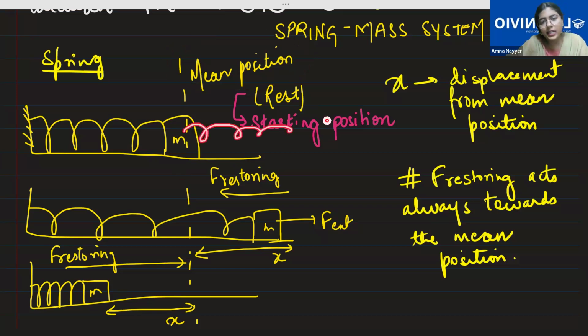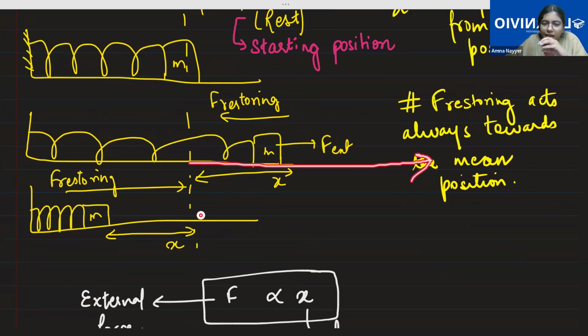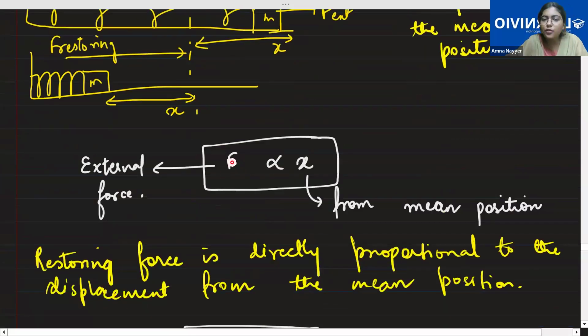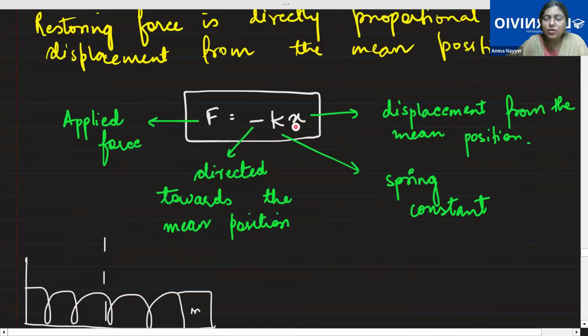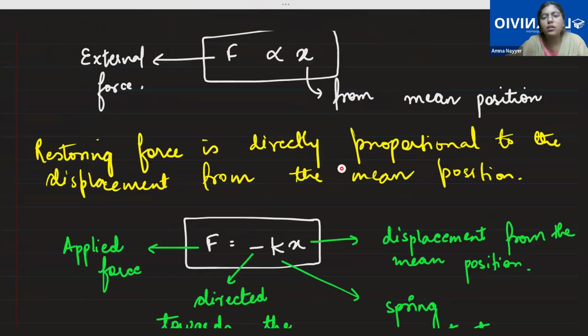If I elongate it to here, there will be a displacement from the mean position, or if I compress it further, there will be a displacement. If I apply a greater force, a greater displacement will be there. If I apply a lesser force, a lesser displacement will be there. I can say external force is directly proportional to the displacement from the mean position. So in short, when you replace the proportionality sign with a constant, this constant is the spring constant that will be given to you. And all these things will come again in your SHM chapter.